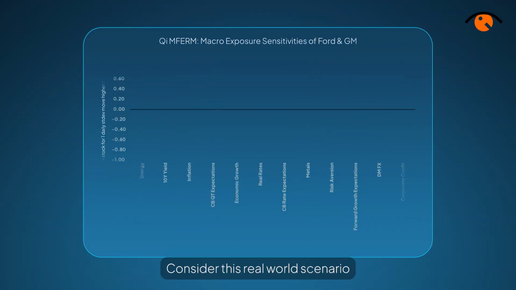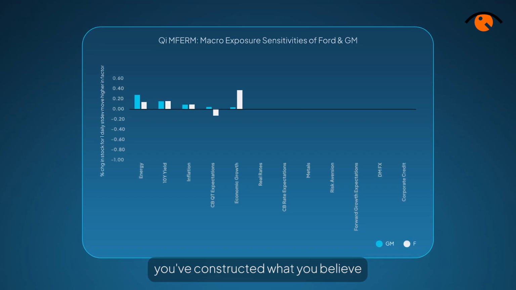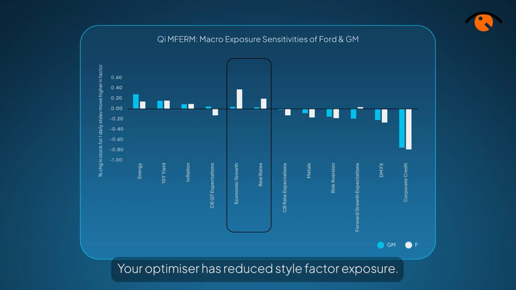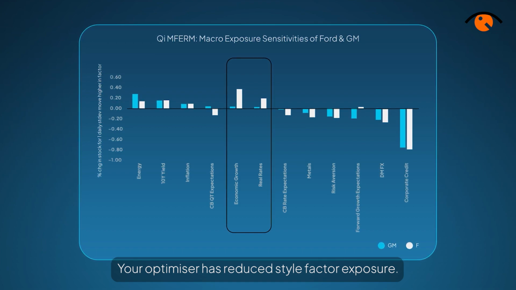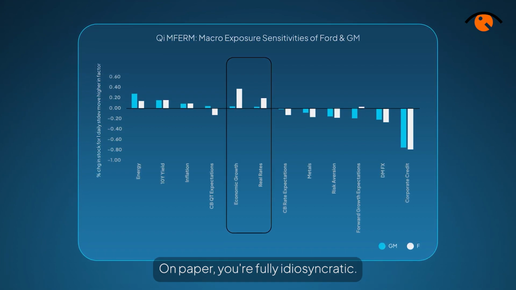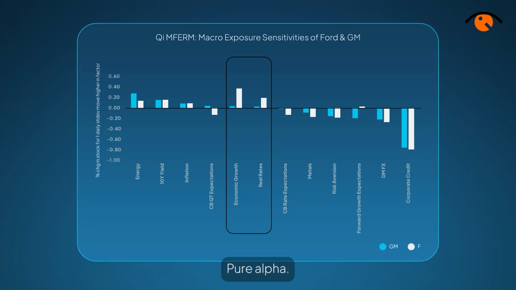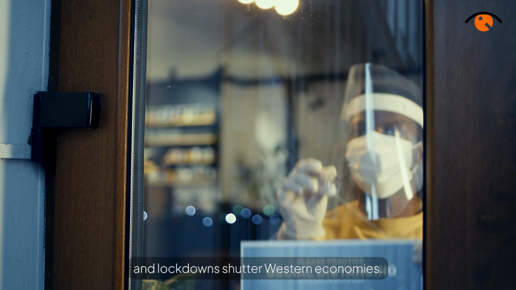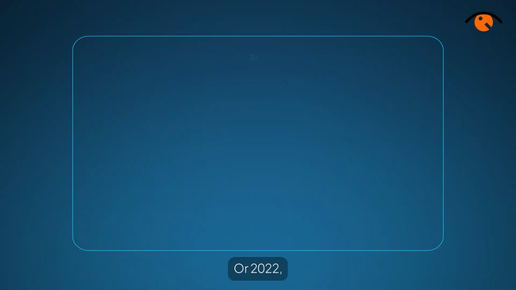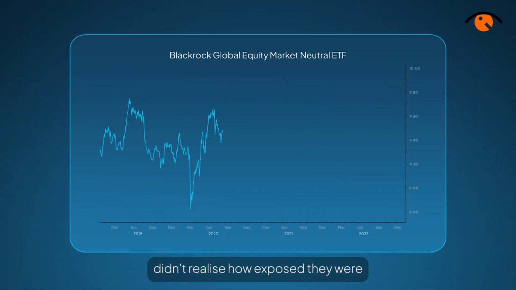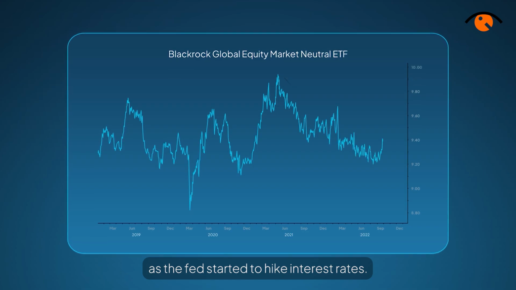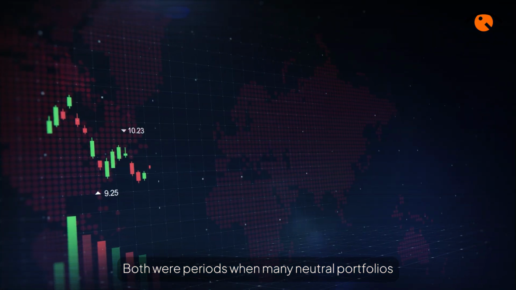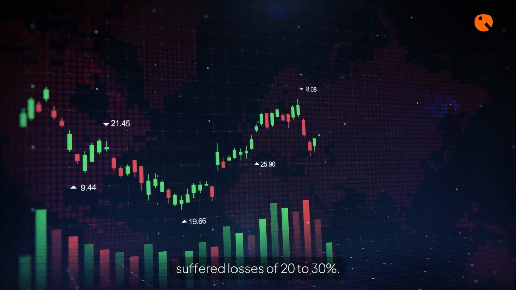Consider this real-world scenario. You've constructed what you believe is a market-neutral, sector-neutral portfolio. Your optimizer has reduced style factor exposure. On paper, you're fully idiosyncratic, pure alpha. Then, Q1 2020 arrives, and lockdowns shutter Western economies, or 2022, when many stock pickers didn't realize how exposed they were as the Fed started to hike interest rates. Both were periods where many neutral portfolios suffered losses of 20 to 30%.